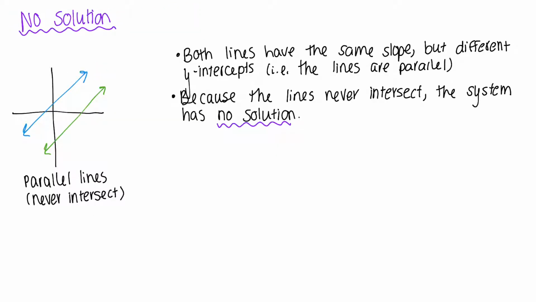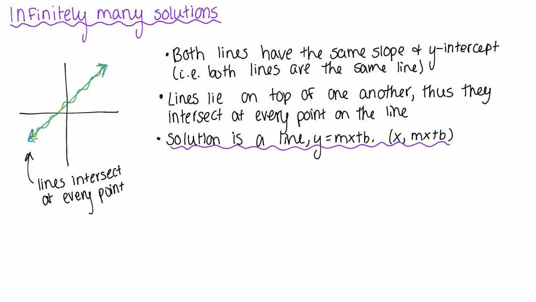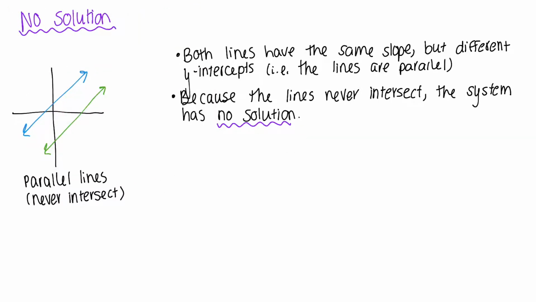Finally, we could have no solution. This is going to happen when we have parallel lines that have different y-intercepts. So they're parallel, they don't have the same y-intercept. If they had the same y-intercept, you'd have infinitely many solutions. But if they have different ones, they're just going to be parallel lines. They are never going to intersect because they are parallel. That's just by the definition of being parallel. So there's no solution to this system.